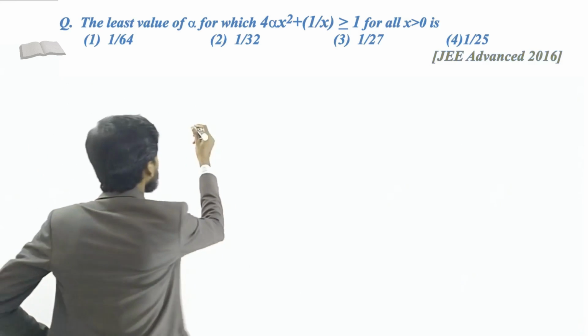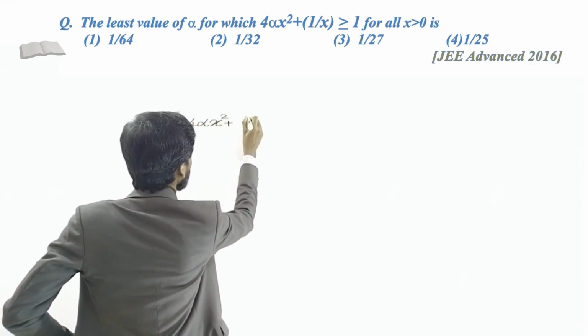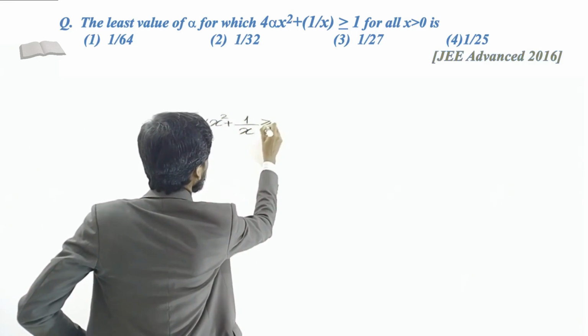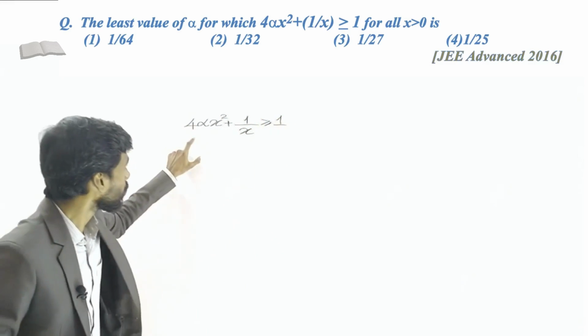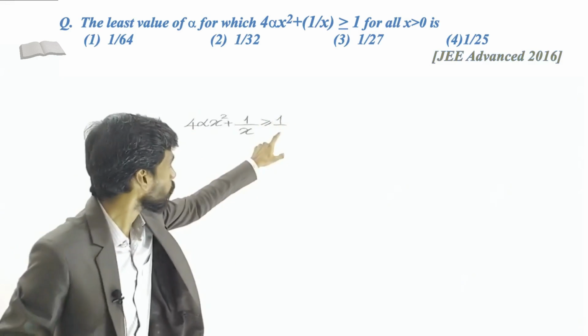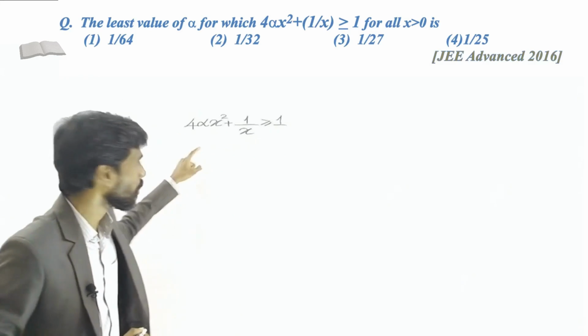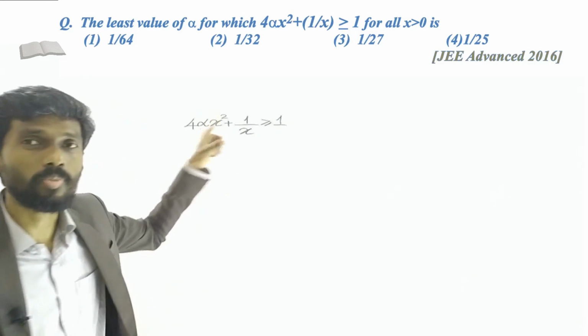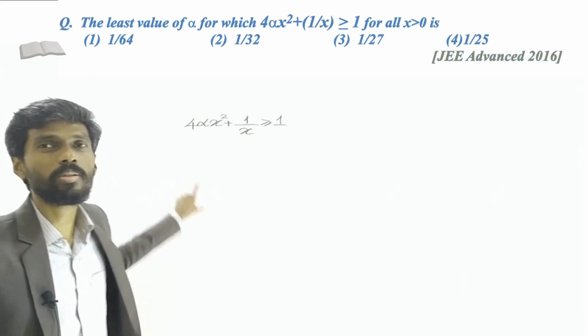What is given here is 4 alpha x square plus 1 by x, which is greater than or equal to 1 for all values of x greater than 0. That means this function has minimum value 1. So what we have to do is find the derivative of this and find the minimum value, and that value is 1, right? So the derivative method can be used here, but instead of the derivative method, we will use a different method.